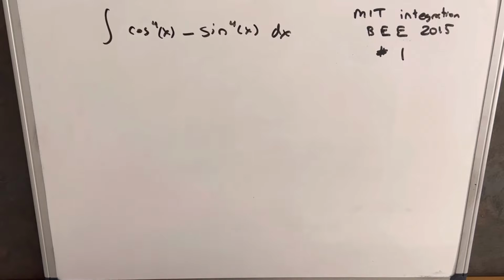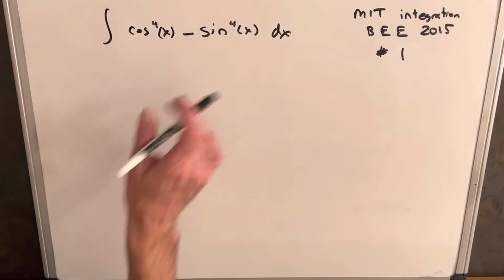Hey, we have this problem on the board from the MIT Integration Bee 2015. This is problem number 1 from the qualifying exam. We have the integral of cosine to the 4th x minus sine to the 4th x. What I want to do to start is use difference of squares on this, because both of these are squares.